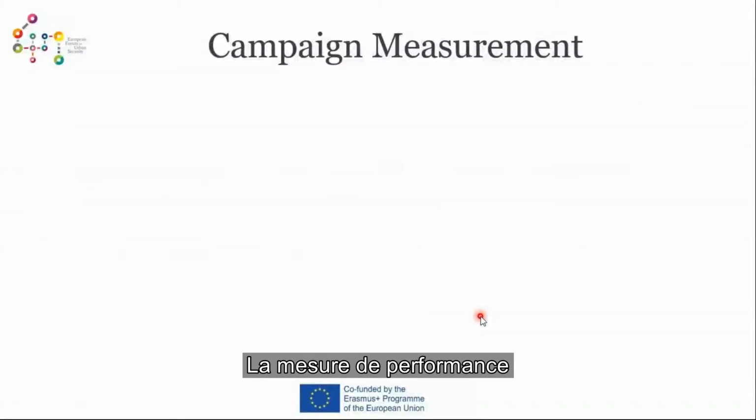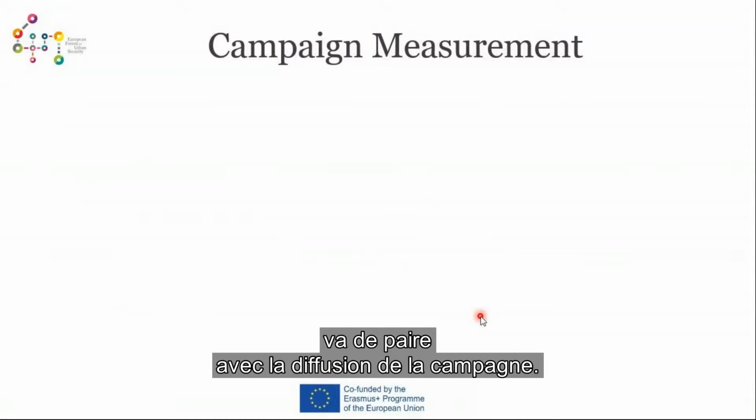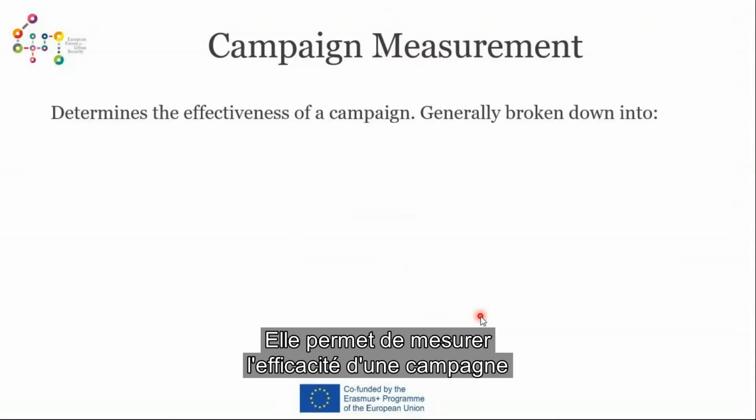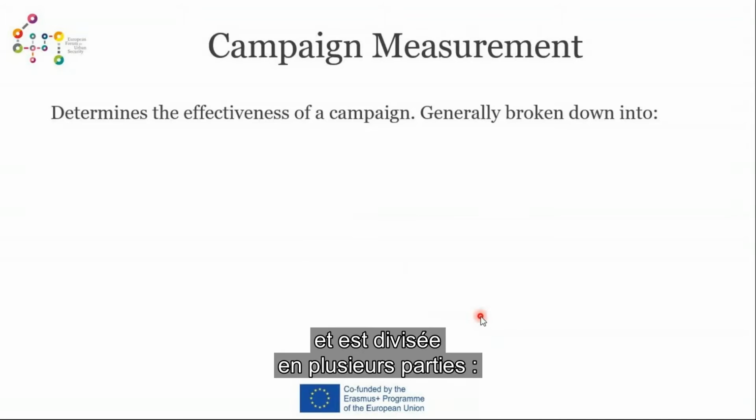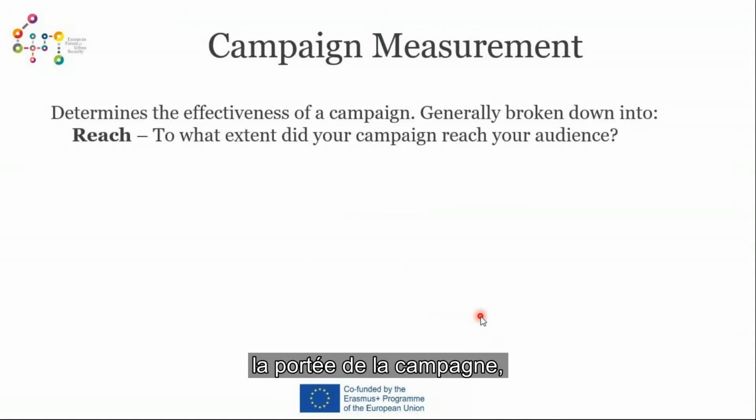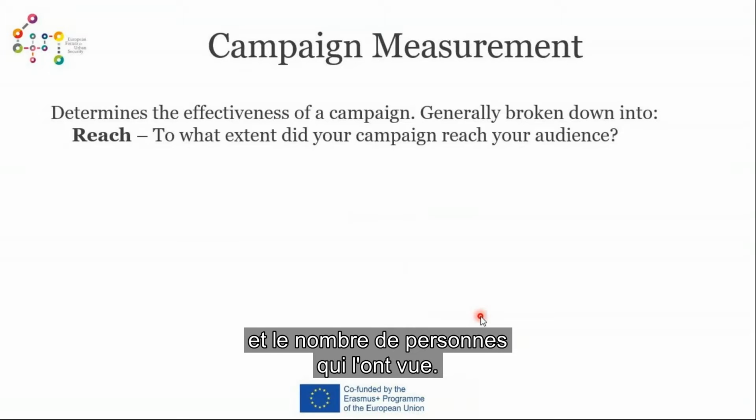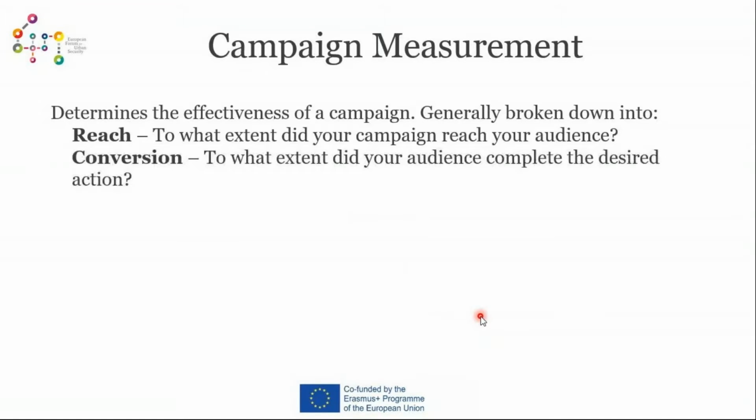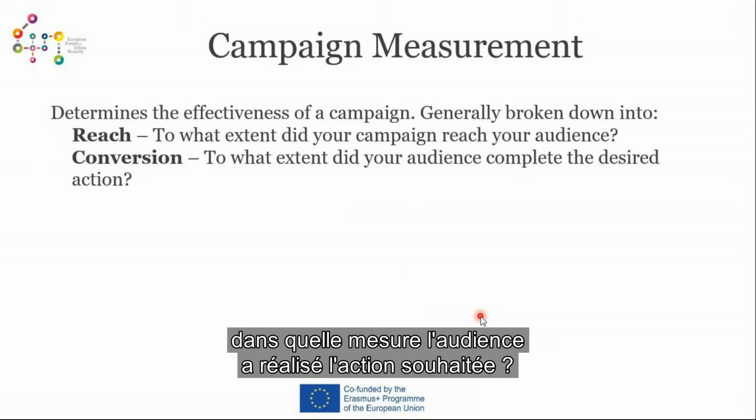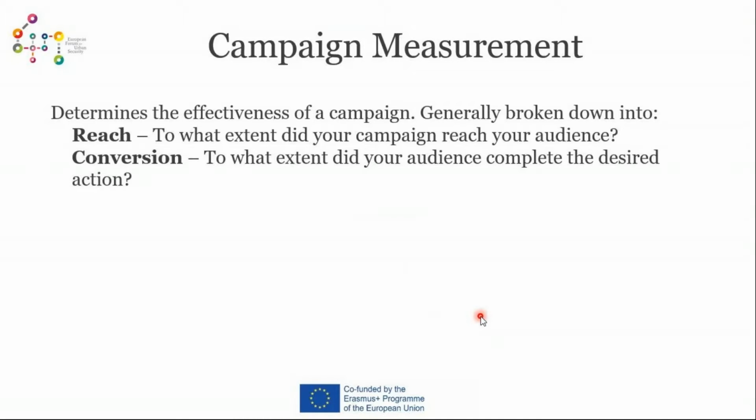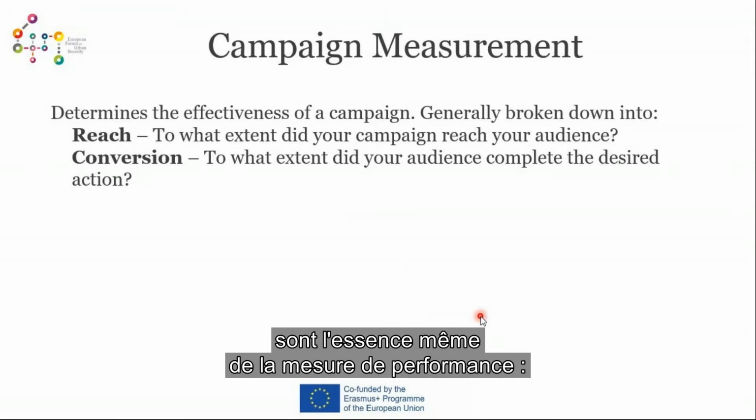Now, campaign measurement is done in conjunction with campaign dissemination. Campaign measurement determines the effectiveness of a campaign. And it's generally broken down into that campaign reach that we discussed in the definition. So that reach is to what extent did your campaign reach your audience? How many people saw it? How many people came across your campaign? You then have campaign conversion, which is a second stage, which is to what extent did your audience then complete the desired action? And those two in conjunction are probably the essence of campaign measurement.